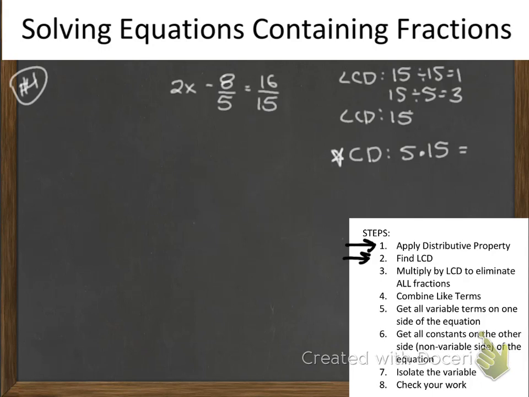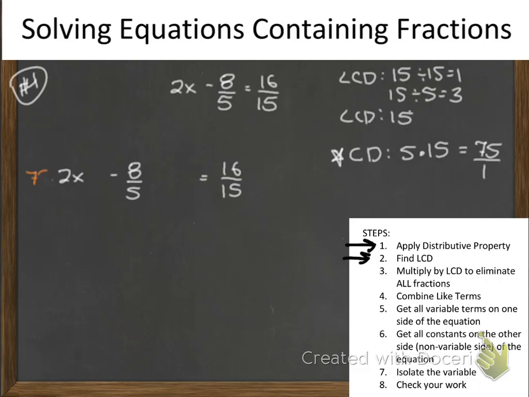So 5 times 15 is 75. And again, if you get confused multiplying fractions by whole numbers, you can just write this as 75 over 1, and that can help you not get confused. So we have 2x minus 8/5 equals 16 over 15. It might look a little bit weird the way I wrote it. I'm just trying to leave myself some space.